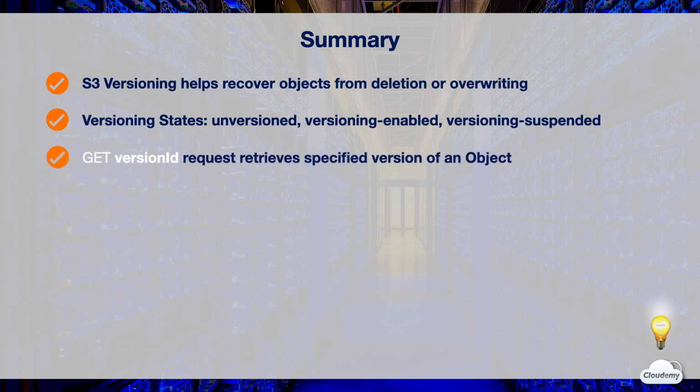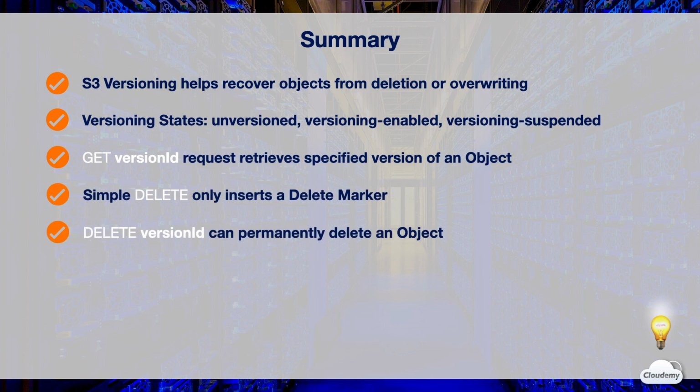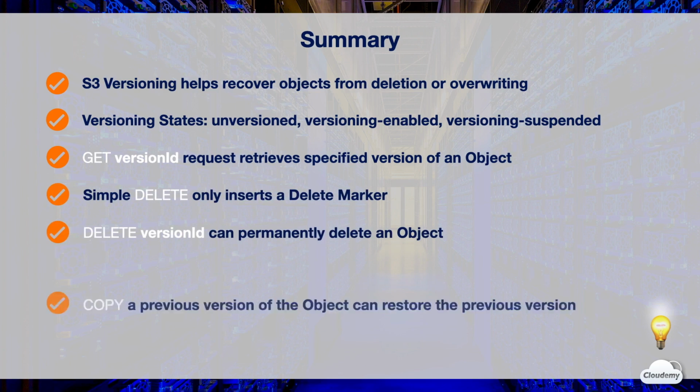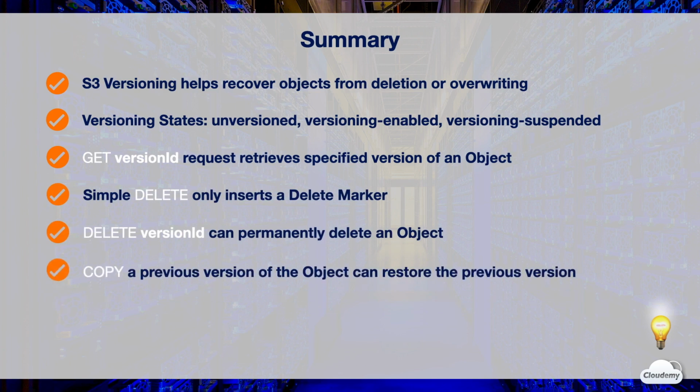You can use a simple getObject request to retrieve the current version of the object. Use getObject version ID to retrieve a specific version. A simple delete request only inserts a delete marker. Use delete version ID to permanently delete an object. You can restore a previous version by copying it into the same bucket.